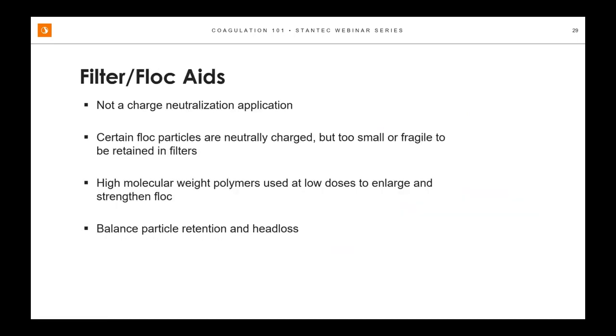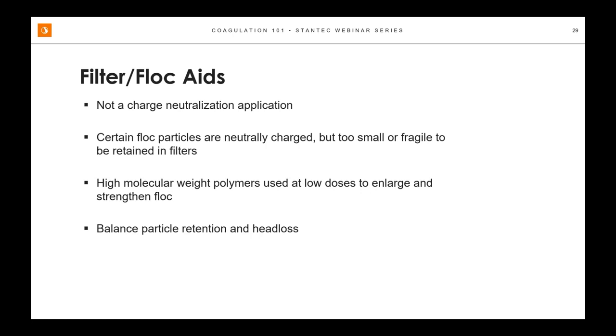So the last thing I'll talk about here is filter and flock aids, because they're quite different. We've talked about this charge neutralization idea, that you've got to get neutrally charged particles. But there are certain situations when the flock particles might be neutrally charged, but you're still getting poor performance, either in your clarifier or your filters. So those particles may be too small. They may be too small to settle, right?